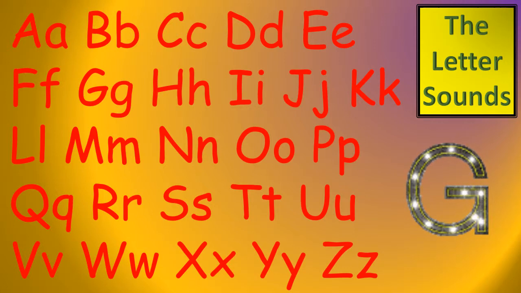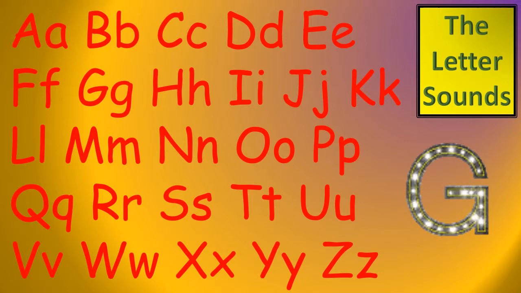The letter G, like the letter C, has two sounds, a hard sound and a soft sound. The hard sound is G, and that is the one used most of the time. The soft sound is J. You use J if there's an E following the G, sometimes an I. If an I follows the G, sometimes you pronounce the G as J in that word.